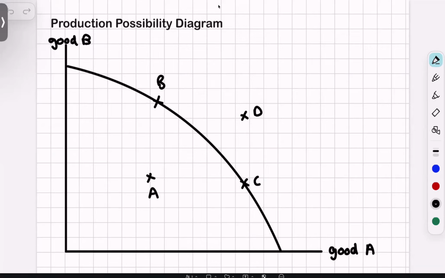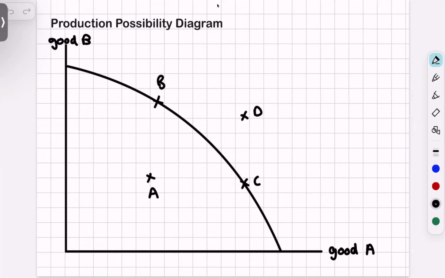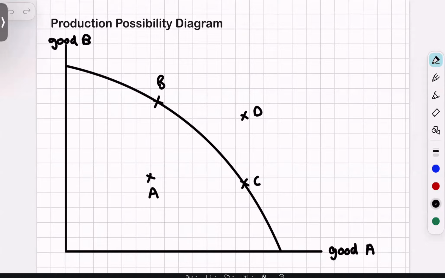Okay. Should we start with a recap of PPFs then? Yeah. Cool. So a PPF shows the possible outcomes in terms of how many of good A we can produce and how many of good B we can produce. So what does it mean if an economy is sitting at point A, for example?